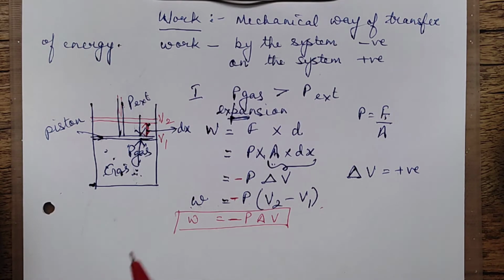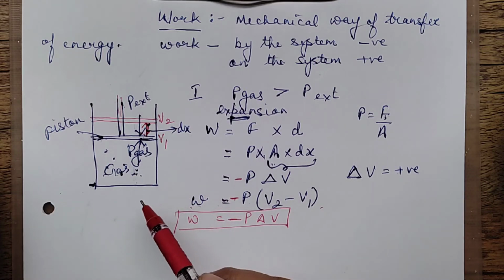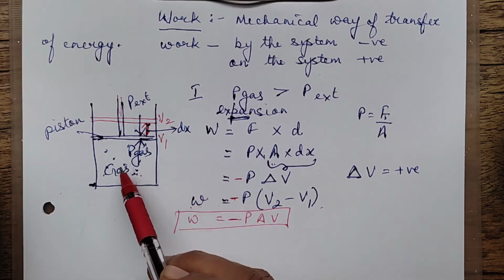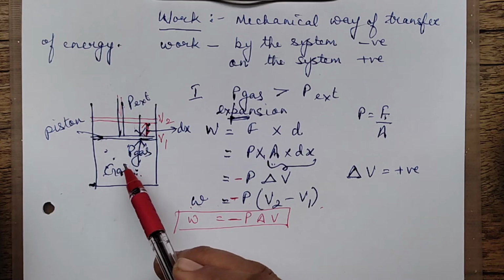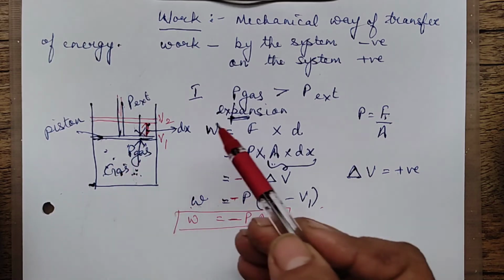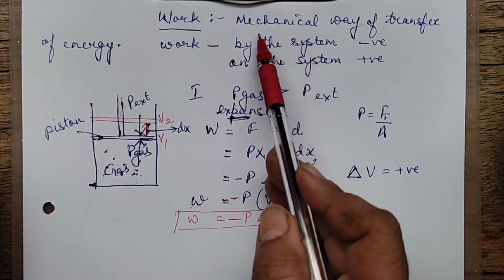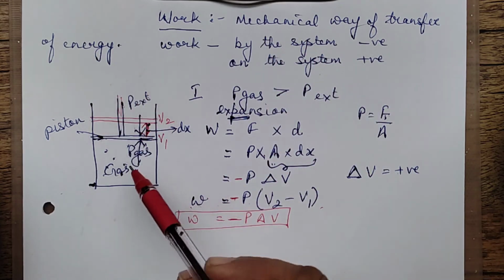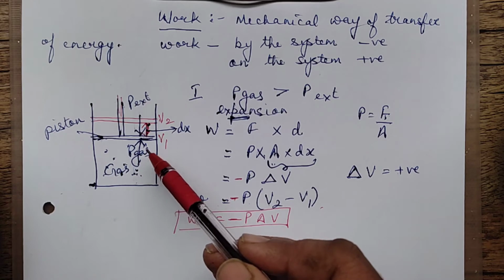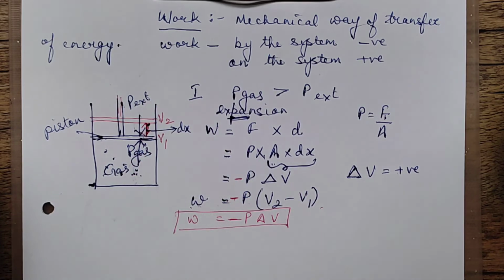So in this case where the work is done by the system, the energy of the system, the gas, lowers. It is transferred. So basically work done means a mechanical way of transfer of energy. Energy is transferred from here, so energy is transferred in moving this piston up. So work will be done by the system. This is one case we have considered.